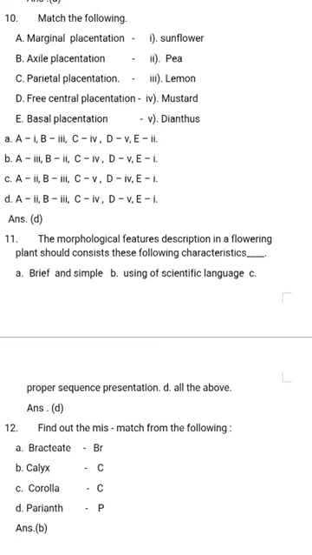So now let us see one by one. Marginal placentation can be seen in flowers like pea, beans or sweet peas, etc. So A is matching with Roman number 2. Next, axial placentation. Axial placentation can be seen in plants such as lemon and tomato, matching with Roman number 3.